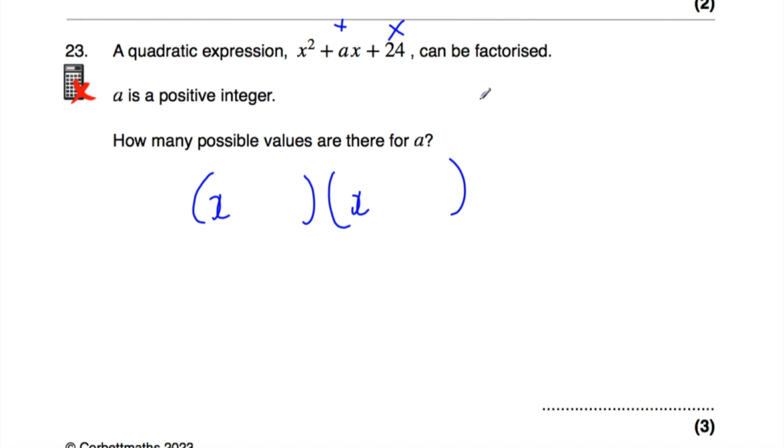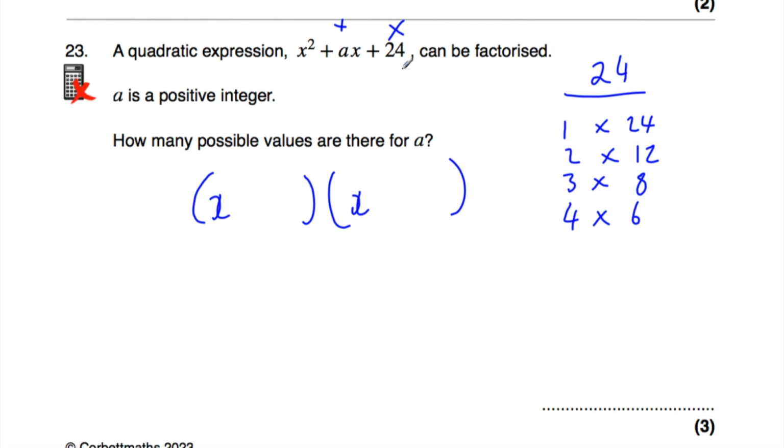So let's find the numbers that multiply together to be 24. We could do 1 times 24. We could do 2 times 12. We could do 3 times 8. We could do 4 times 6. They're all the pairs of numbers that multiply together to be 24. And we want to find what the value for a is.